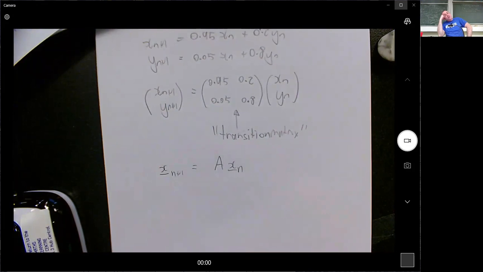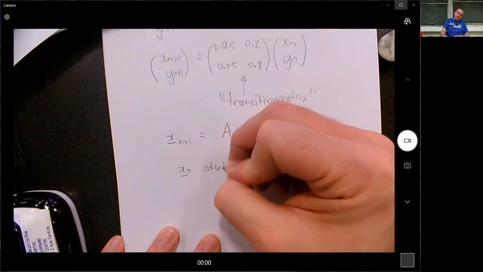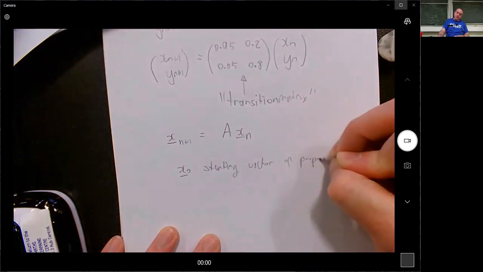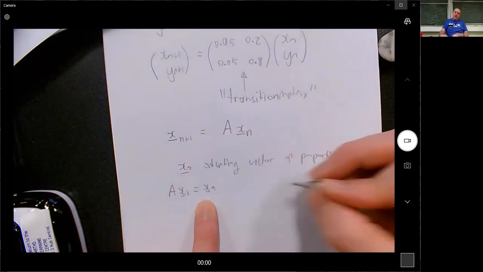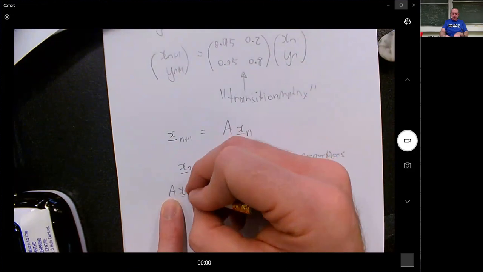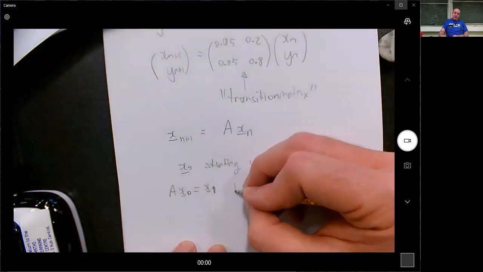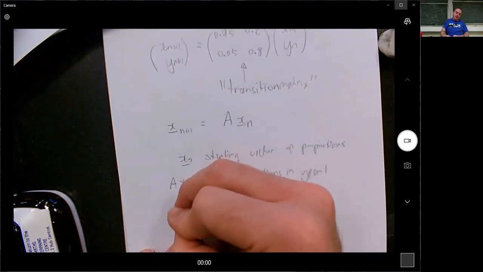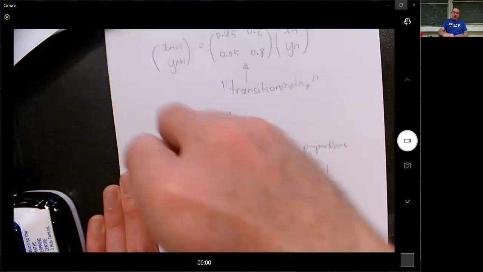And so if I wanted to get to xn plus 2, I would multiply xn by A twice. And so I could say that x0 is the starting vector of proportions, and A x0 would come out to x1, the proportions in year 1, and A times x1 would come out to x2. I'm just writing this backwards. Now I'm just going to write it the other way around.